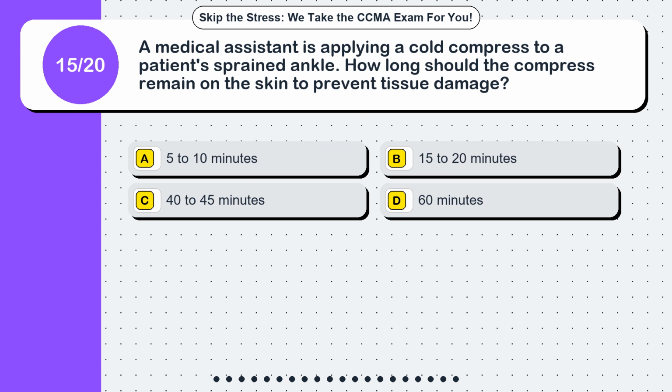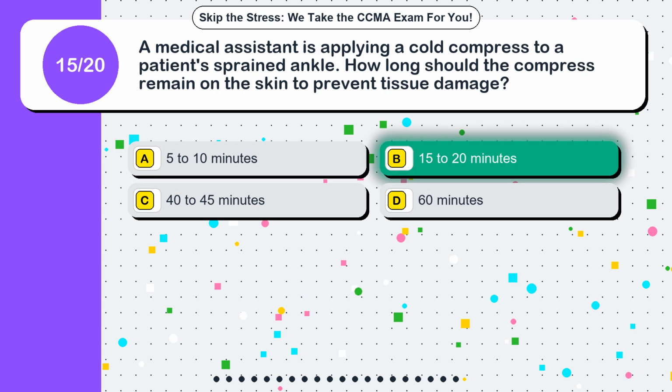Question 15. A medical assistant is applying a cold compress to a patient's sprained ankle. How long should the compress remain on the skin to prevent tissue damage? Option A. 5 to 10 minutes. Option B. 15 to 20 minutes. Option C. 40 to 45 minutes. Option D. 60 minutes. The correct answer is option B.